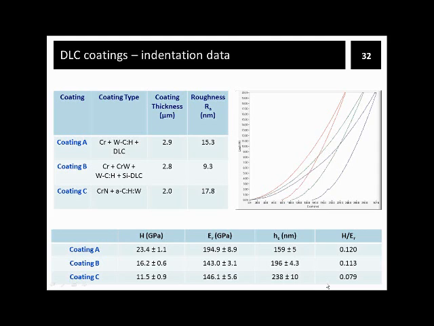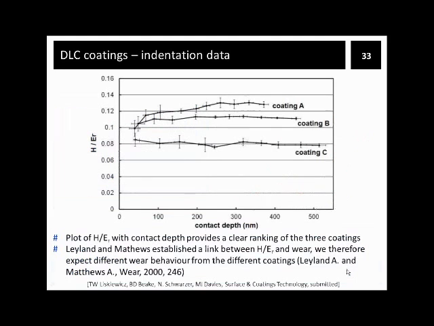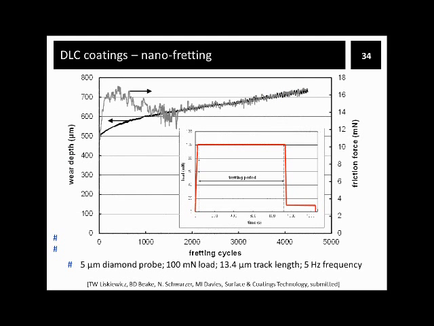It has been shown in the literature that there is a link between the H/E ratio of materials and their tribological performance. So we really wanted to correlate that parameter with DLC coatings' nanofretting performance. This figure shows the H/E ratio for all three coatings as a function of indentation contact depth, with coating A having the highest ratio value.